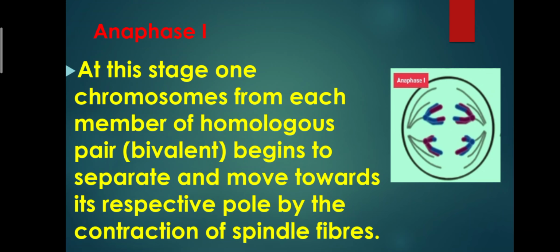Anaphase 1. At this stage, one chromosome from each member of the homologous pair begins to separate and move towards its respective pole by the contraction of spindle fibers.